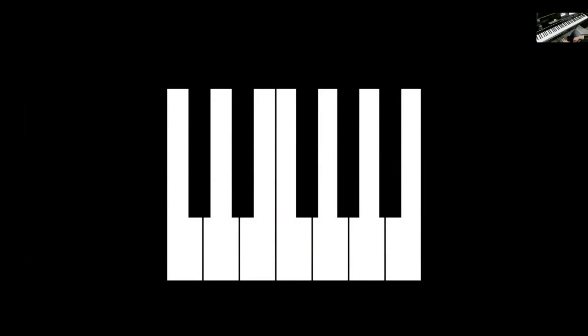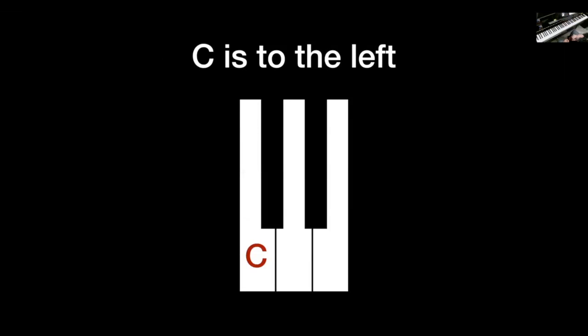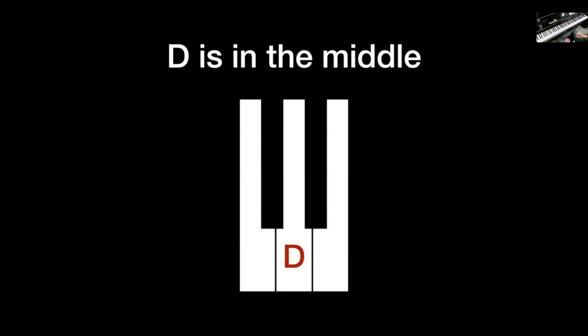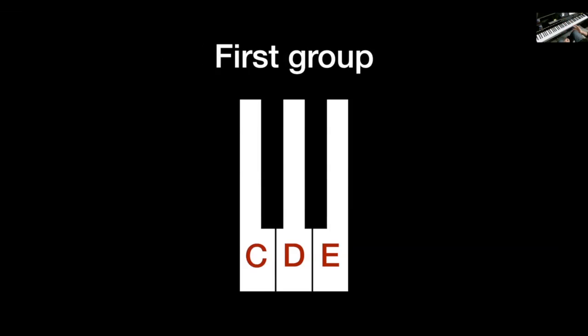So let's see what we've learned so far. We've taken a piano keyboard and we've seen that it's made of one pattern which repeats a few times: 2 black keys and 3 black keys. We've taken the group of 2 black keys on its own and we've discovered that C is to the left, D is in the middle, and E is to the right. So now we have a group of notes, C, D, E, which is our Do, Re, Mi. And you can do so much just with those 3 notes.